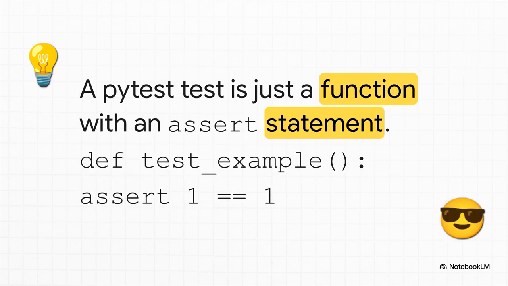And here's the real beauty of it. It's just simple. There's no weird boilerplate code, no complicated classes you have to remember to inherit from. Seriously, if you can write a Python function, you can write a test. You just name your function starting with test underscore, and then use a plain old assert statement. That's it. It's so clean, so readable, and just incredibly effective.